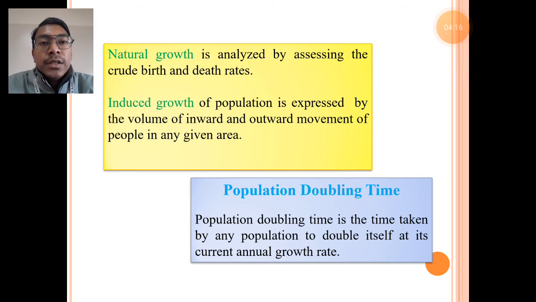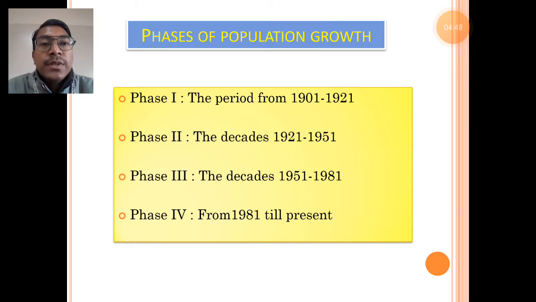Basically, the population of our country has increased in different time periods, and in different time periods, different characteristics and causes are responsible for the increase in population. So, in order to have a better understanding, the population growth of our country has been divided into four different phases. Phase 1 is between the period 1901 to 1921. Phase 2 is between 1921 to 1951, Phase 3 is 1951 to 1981, and Phase 4 is from 1981 till present.